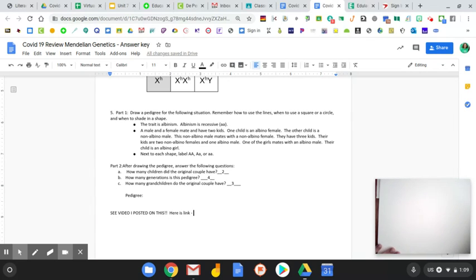So the trait is albinism, and it is a recessive trait. So if somebody has it, they will have a genotype of little a right here. And then I'm just going to start with the scenario.